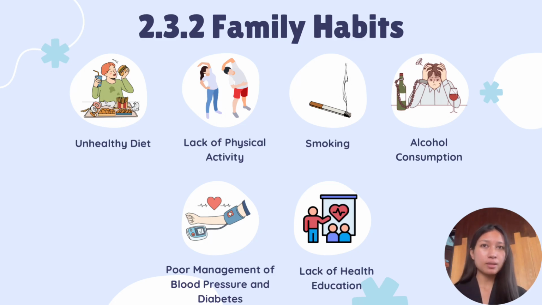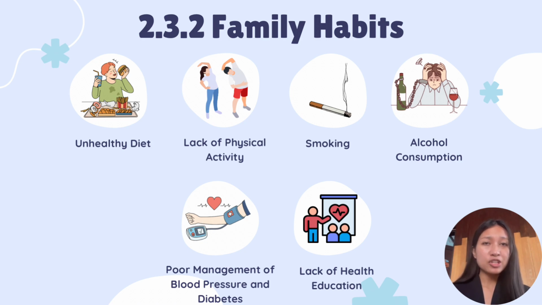Now I want to explain about family habits. The risk of embolic stroke can be influenced by lifestyle factors including family habits. For the first one is unhealthy diet. Research shows that families with high fat, high salt diets are at a greater risk of cardiovascular disease and stroke than families with healthier eating patterns. For the second one is lack of physical activity in families.